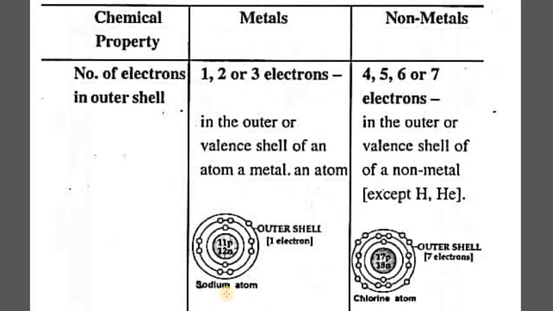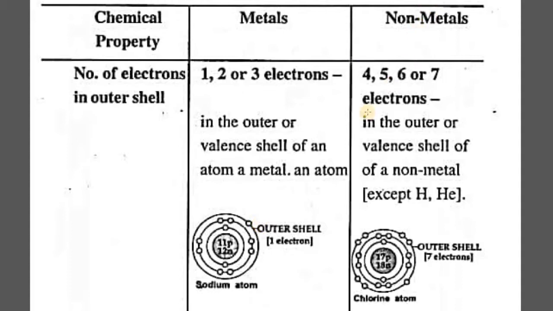Here you can see the example of the sodium atom. There are 11 protons and 12 neutrons. It means that the atomic number of sodium is 11 and its atomic mass is 23. As per the 2n² rule, its electronic configuration is 2, 8 and 1 electron, which means the outermost or valence shell contains just 1 electron, and therefore we understand that sodium as an element is a metal.